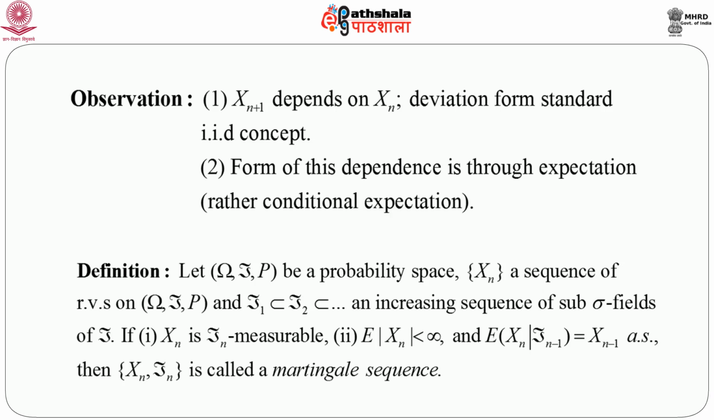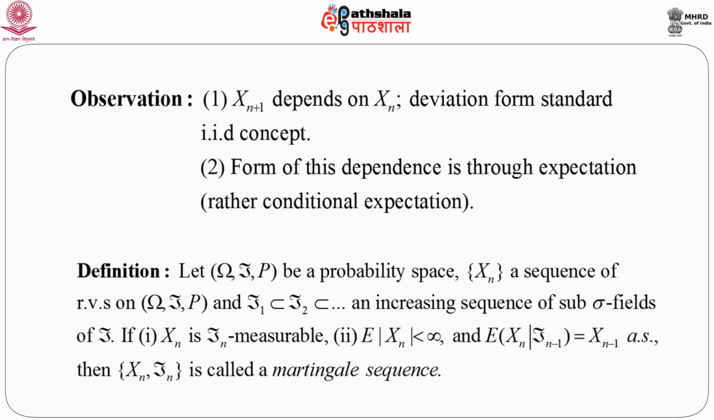Another important thing is that there is a dependent structure. What happens in the n+1th trial depends on something related to the previous trial, the nth random variable. And the most important observation is that this dependent structure is through expectation, or rather conditional expectation. So, this simple gambling problem gives us a nice idea about a dependent structure involving the random variable at one stage and the random variable at the previous stage, but not other past stages, and this dependence is through the conditional expectation. So, this is very important.